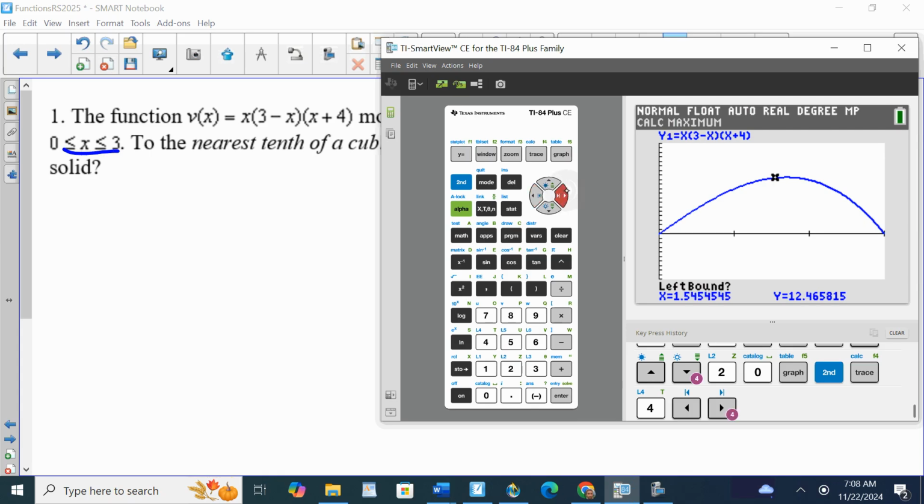Second trace, maximum. The point I'm trying to find is right around there. So I'm going to make sure I hit the left a bunch of times, so I'm definitely to the left of it. Enter. I'm going to move my cursor so it's definitely to the right of the point I'm trying to find. I want my point to be in between these two dotted lines that were just created. Enter. It says to the nearest 10, so I'm just going to round this off to 1.7, 12.6 for now.